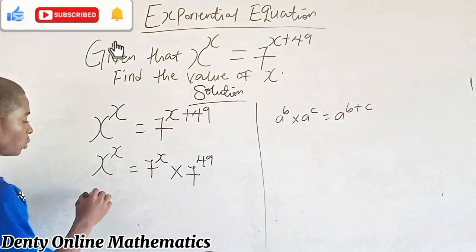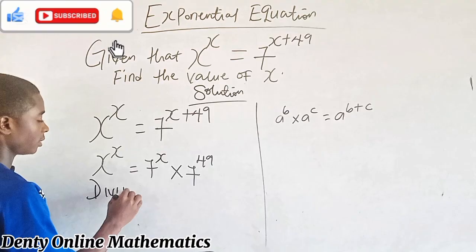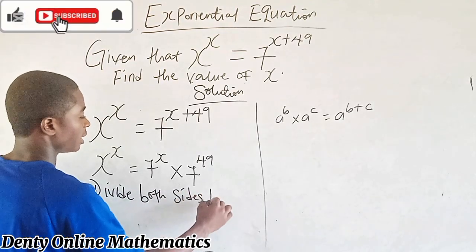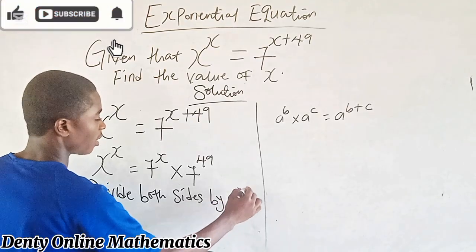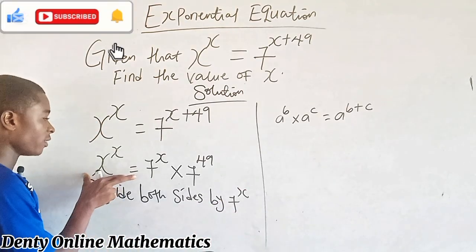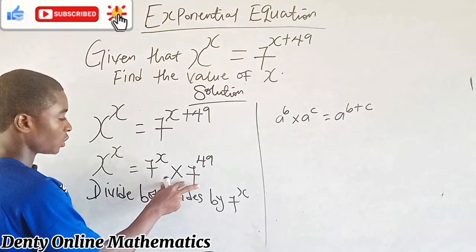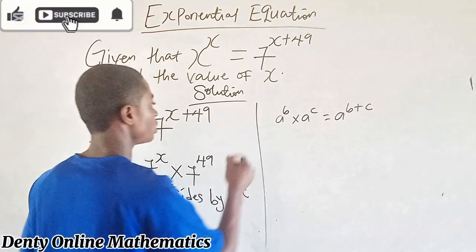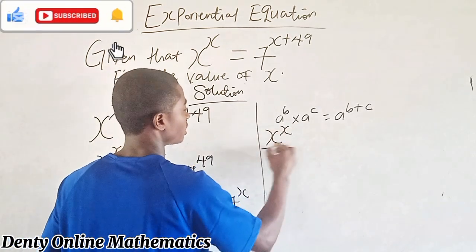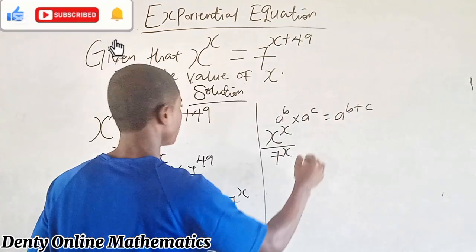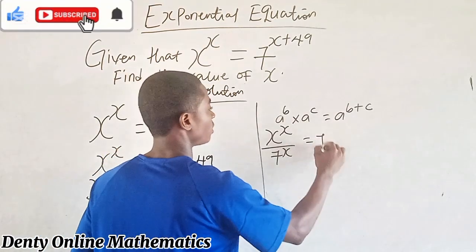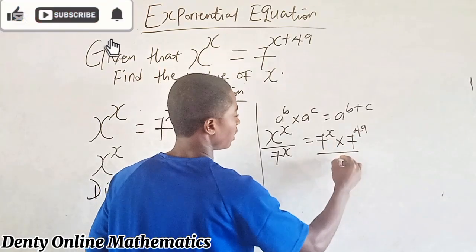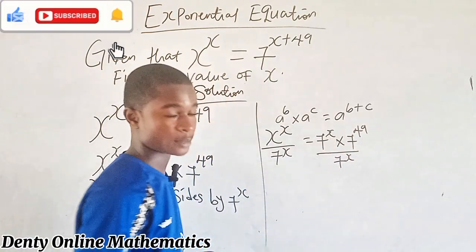So now I'm going to divide both sides by 7 raised to the power of x. I divide here by 7 raised to the power of x, and I also divide here by 7 raised to the power of x. So I'm going to have x raised to the power of x divided by 7 raised to the power of x equal to 7 raised to the power of x multiplied by 7 raised to the power of 49 divided by 7 raised to the power of x.